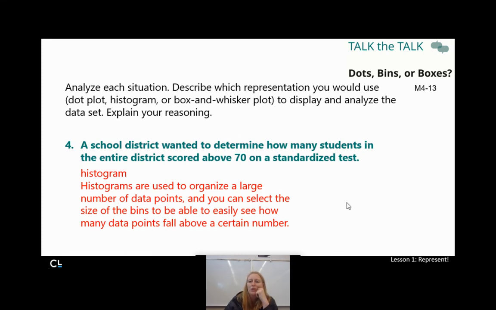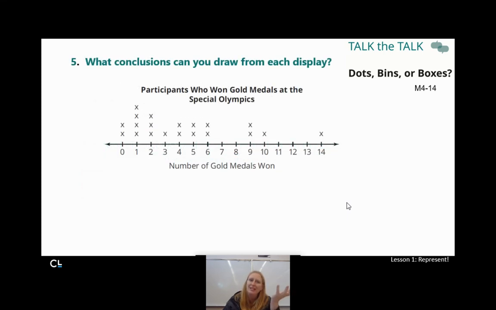So one more, it's not so little, but we got one more problem, number 5. On number 5, I can only fit one at a time on my page, but on your page, on number 5, you can see a dot plot, you can see a histogram, and you can see a box and whisker plot. I can't fit them all on the same page. But I want you to just take a look through and what conclusions can you draw from each display? Go ahead and hit pause and just make some notes on what conclusions you can draw from each of our lovely displays, and then hit play when you're ready to check your work.